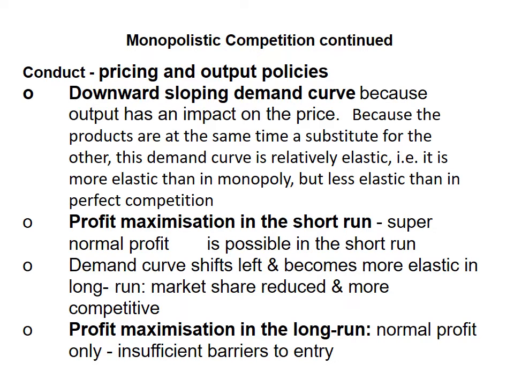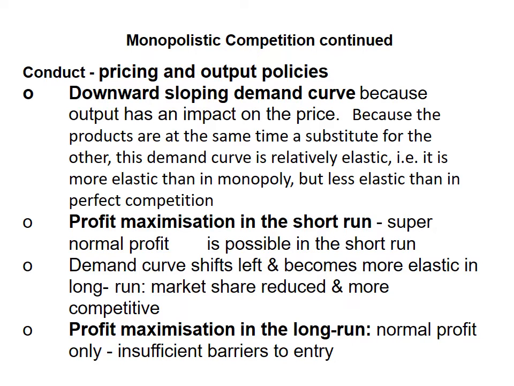So if you were ever to compare and contrast the two diagrams and have them side by side, you would need to draw a flatter demand curve for monopolistic competition. We can have profit maximization in the short run. Supernormal profit is possible in the short run, but we'll see that it's not possible in the long run because the barriers to entry are not all that substantial.